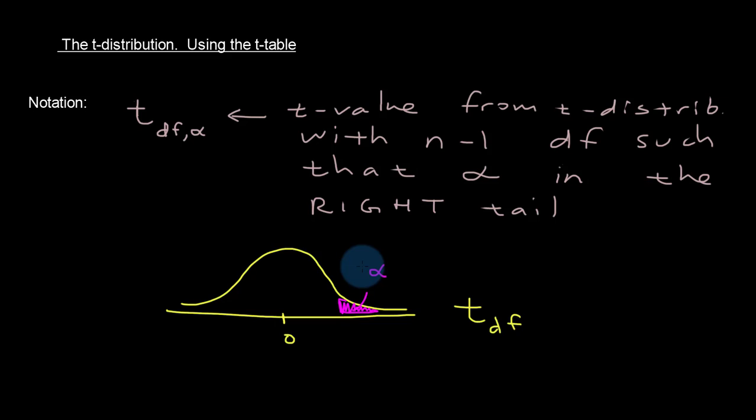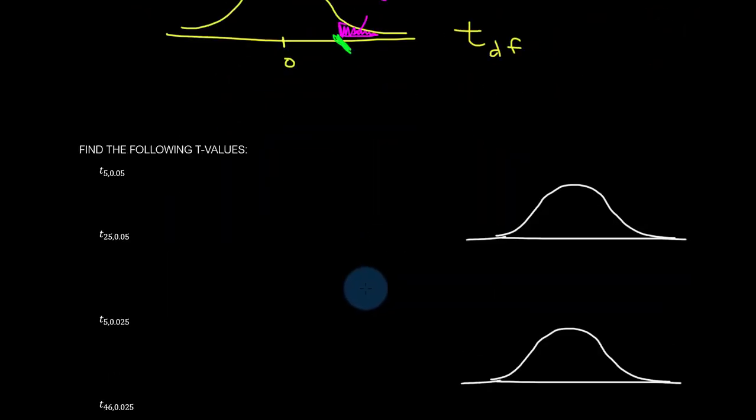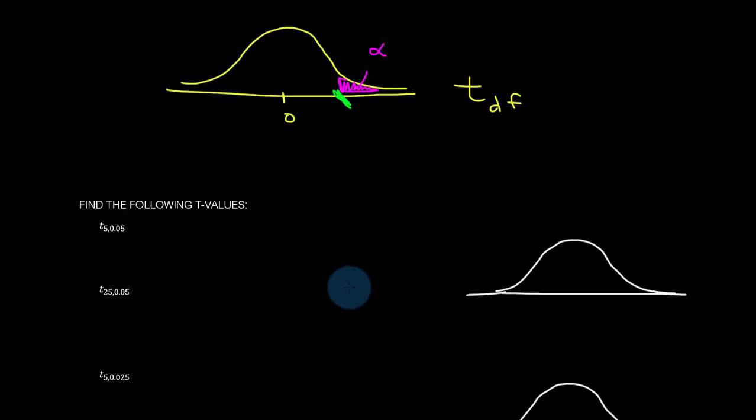Then this notation written above is referring to the tick mark, the t value right here, that green tick mark, that specifies or distinguishes this region such that that area alpha is in the upper right tail. So let's take a look at a couple examples and how we find what that tick mark value is. So I'm going to scroll down here. I've got some problems already set up for us. So let's find the following t values.